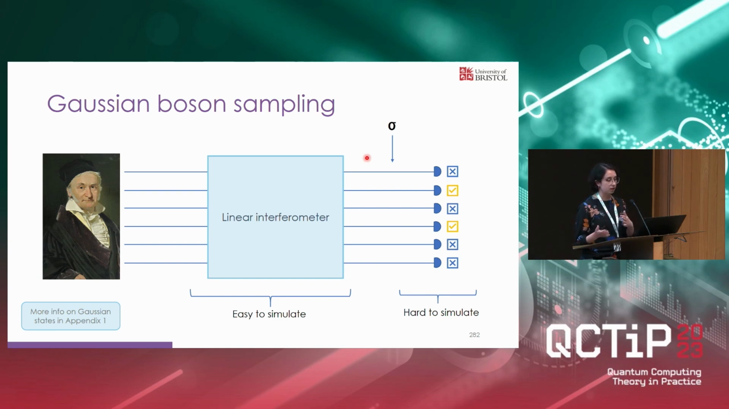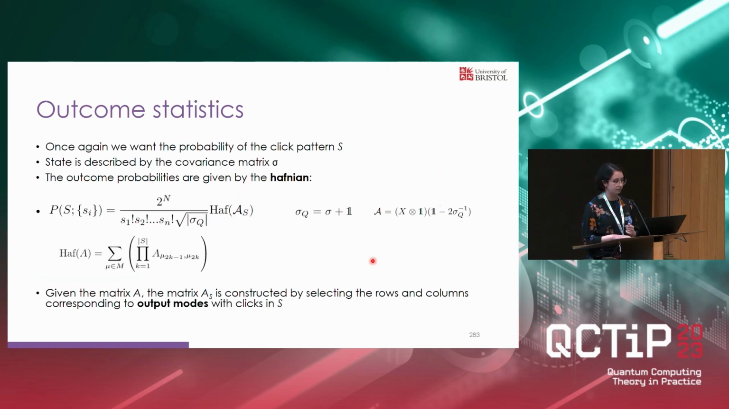So you can kind of think about this in a slightly different way where, say, we're creating this arbitrary continuous variable quantum state, and then we're doing the difficult bit, which is making photon number resolving measurements on it. So once again, we're interested in the probabilities of different outcome click patterns. So these outcome probabilities are given by the hafnian.